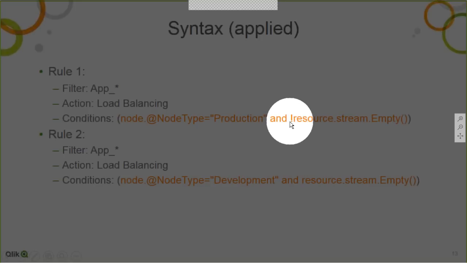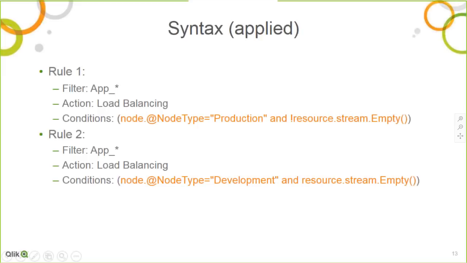This bang or exclamation point, that's the not operator. So we're saying the resource has a stream. That means it's published. The consequence of this is we're sending all published apps to these nodes.